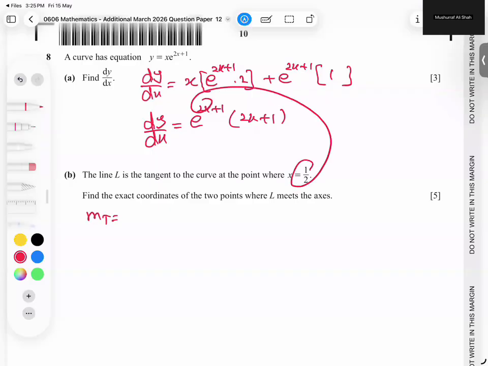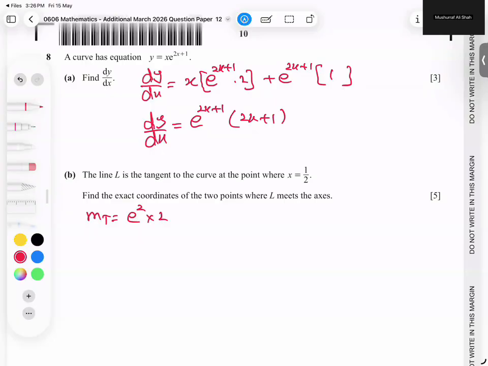When I plug in x equals a half here, the 2 cancels out, so I get e to the power 1. When I plug in here, these 2 cancel, I get a 2. So I'm getting this one. Let me check once again. Correct. So 2e square is the gradient of the tangent.